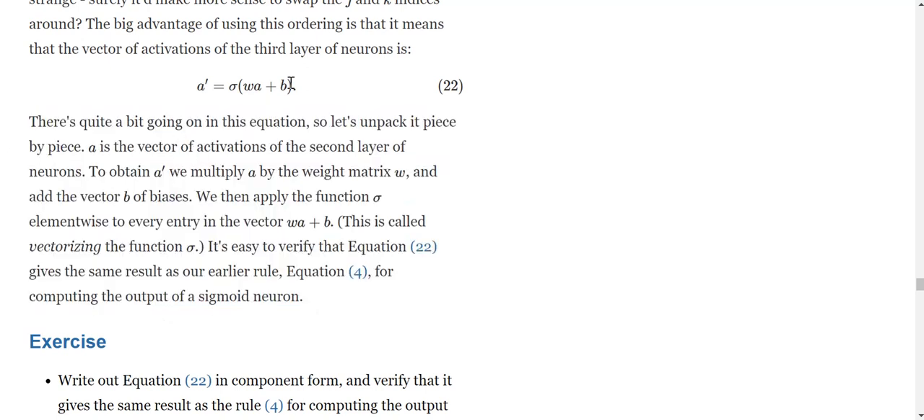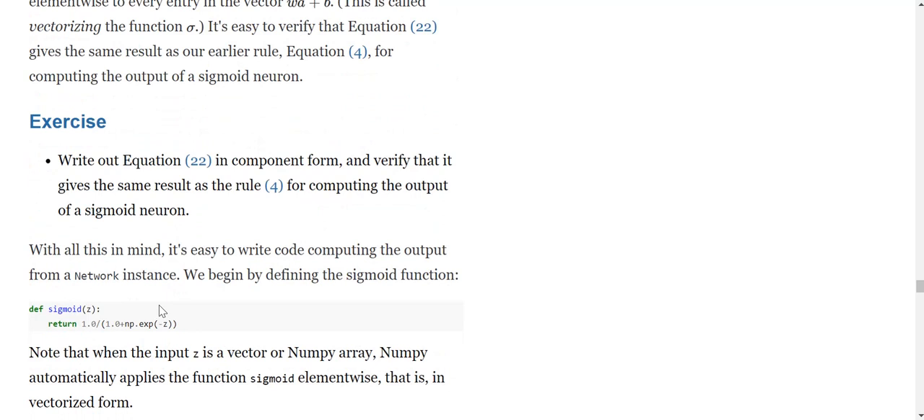What they're trying to convey is that a' is the activations in the third layer, a are the activations in the second layer, and they are related by this equation. So before applying the sigmoid, you do the classic linear algebra stuff where you take the weight matrix and the activations, multiply them, and add the biases, and then apply the sigmoid on each element. This process of applying the sigmoid element-wise to each element of the vector is known as vectorizing the function.